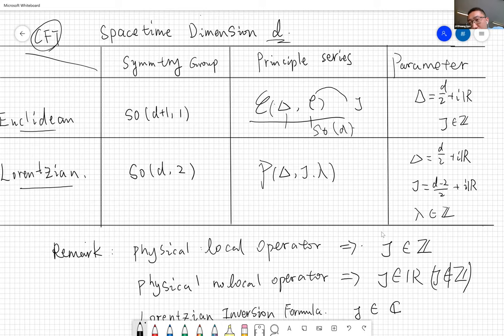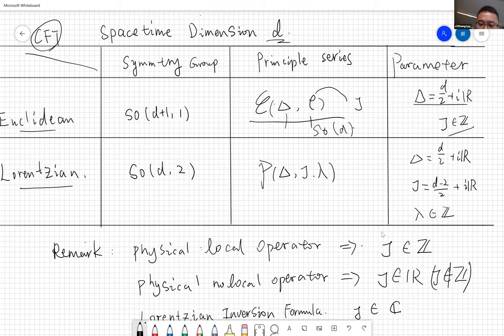The parameters Δ and ρ, sure. Since ρ is a representation of SO(D), its spin should be an integer, and the dimension Δ lying on the principal series is D/2 + r, where r is a real number. And in the Lorentzian picture, we have the symmetry group SO(D,2). And we also have representations called P, Δ, ρ, and λ.